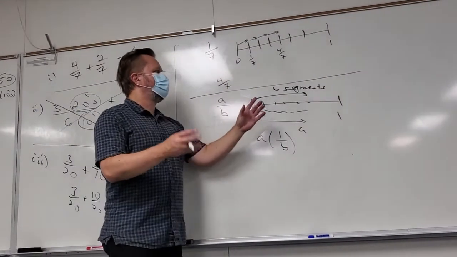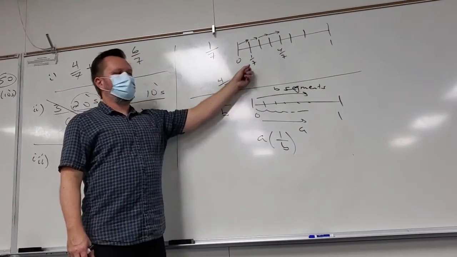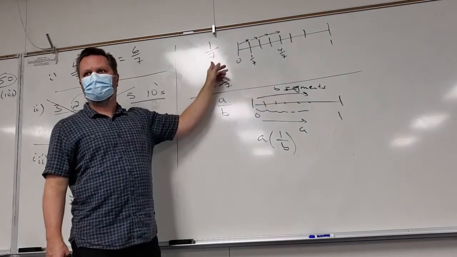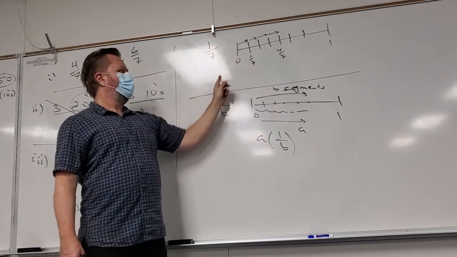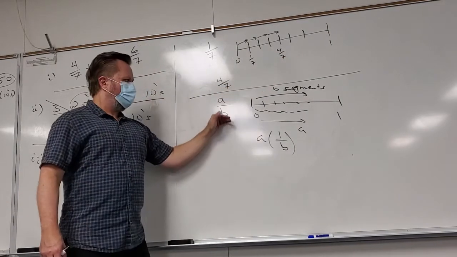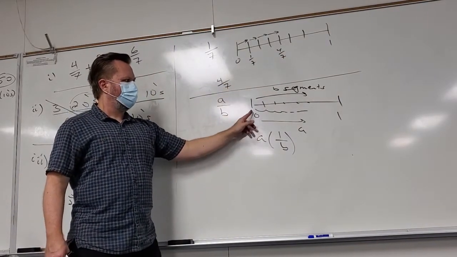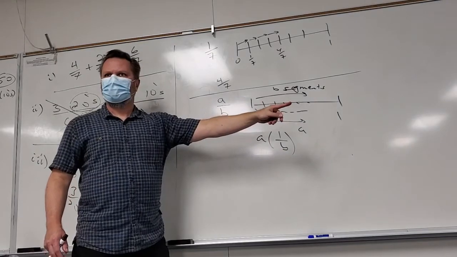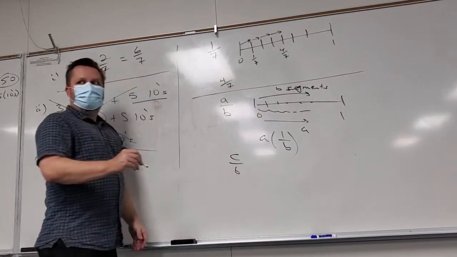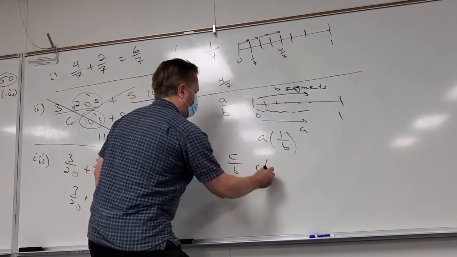Do you guys see the parallel here? I could have done this with any number on the bottom. 1/12th, 1/800th, 1 whatever. And then any number on the top is that many steps of that. So A over B is A steps of 1 over B. So what's C over B? C steps of 1 over B.